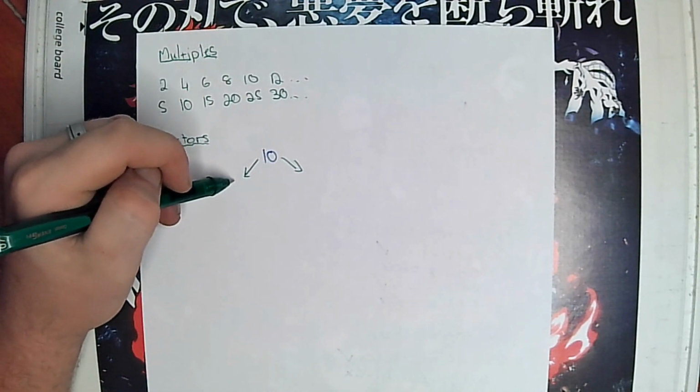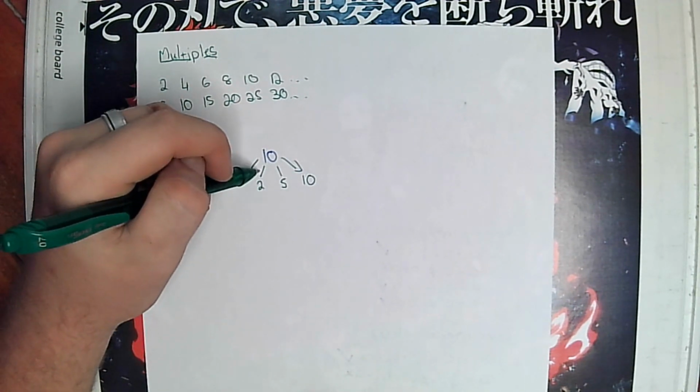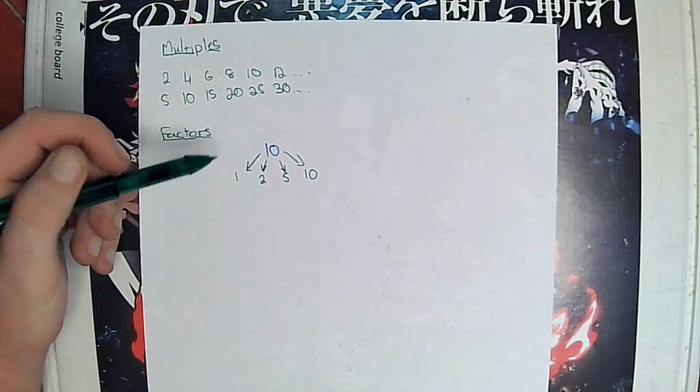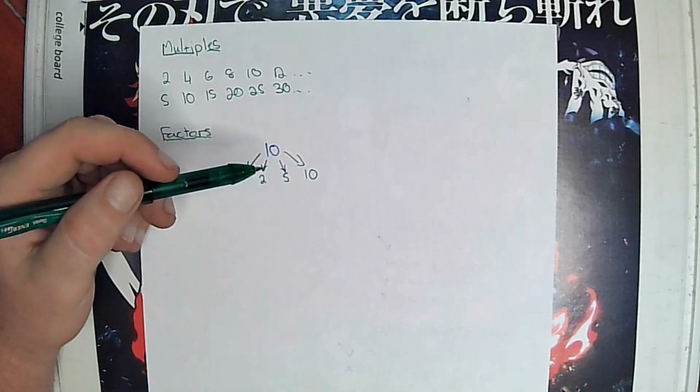So we know that 1 times 10 is 10. So there are two factors of 10. We know that 2 and 5 multiply to give me 10. So they are another two factors of 10. And these are the four factors of 10, because there's nothing else that we can multiply with each other that will give us 10 that are whole numbers.